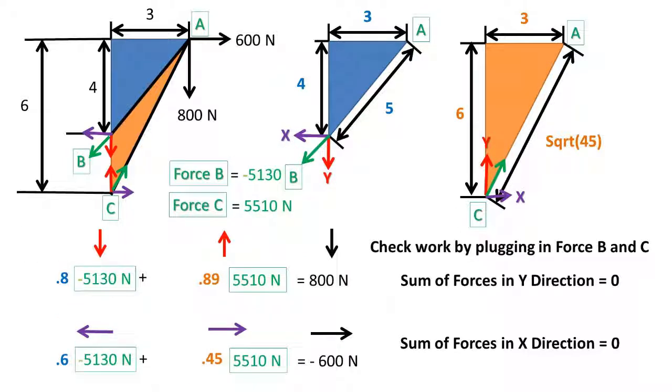To check our work, we can plug in our force at B and force at C we found into the original equations. We should get close to the same value, but there may be some variance due to the rounding at different stages in this example problem.